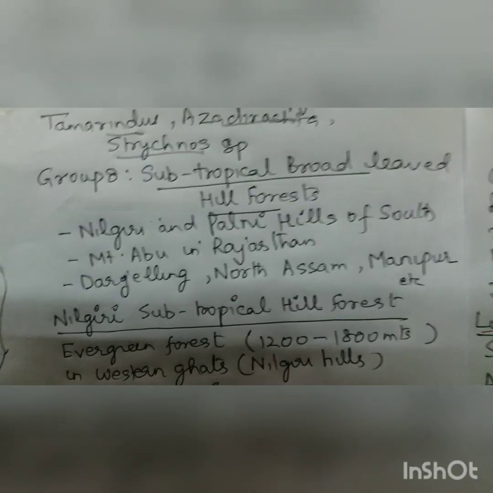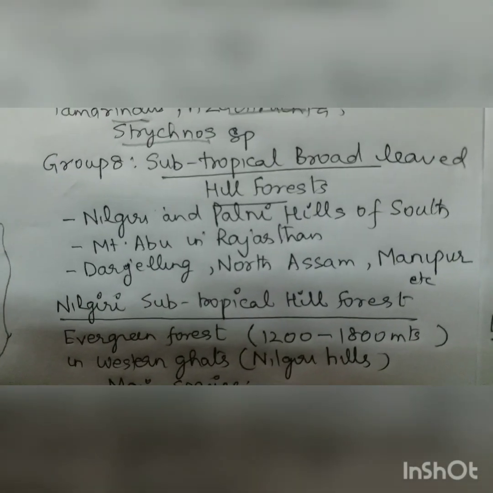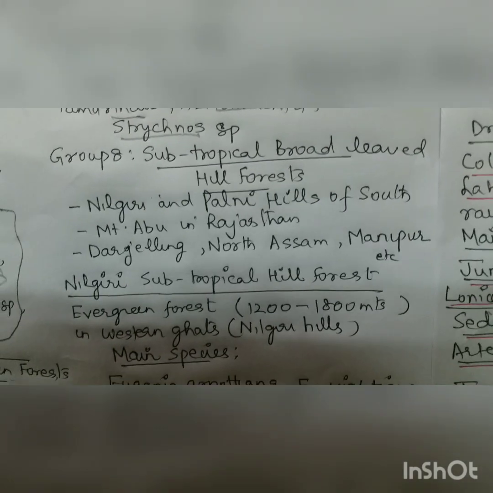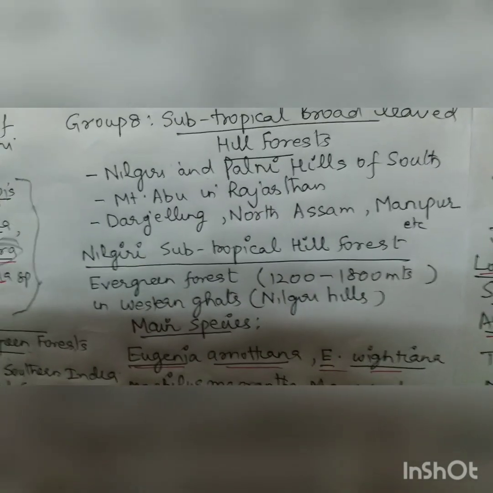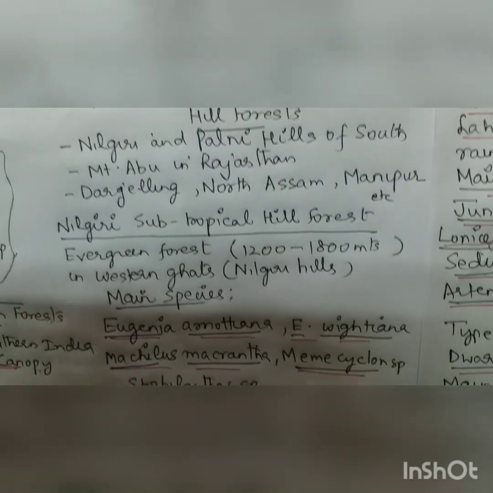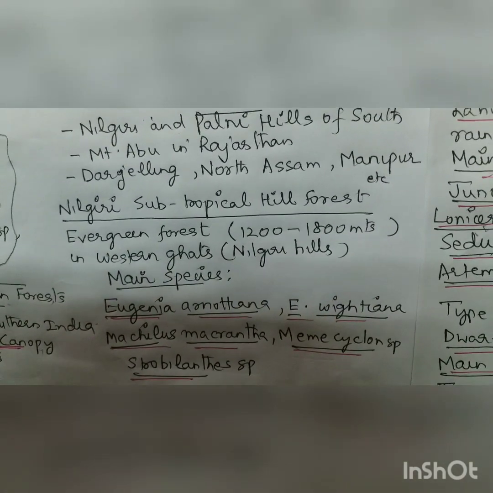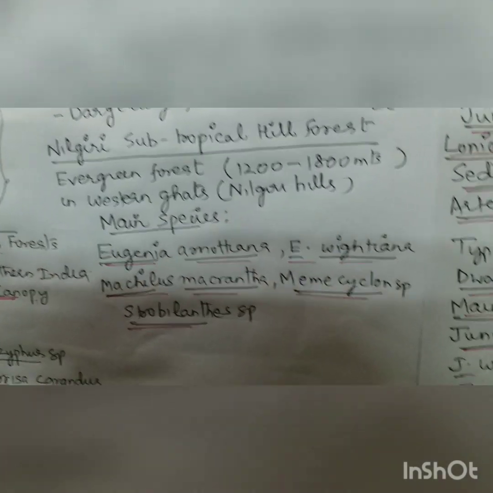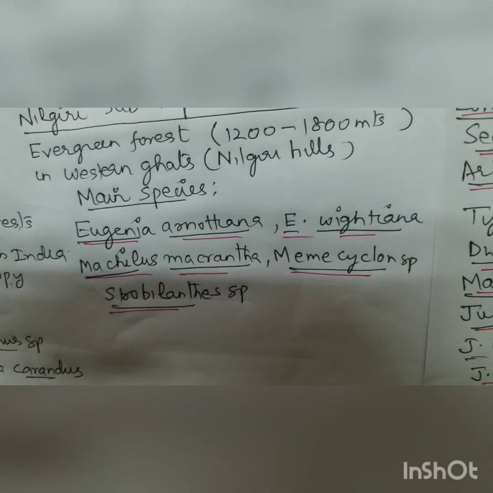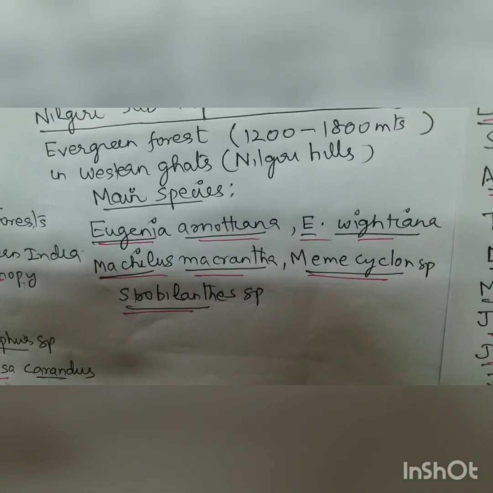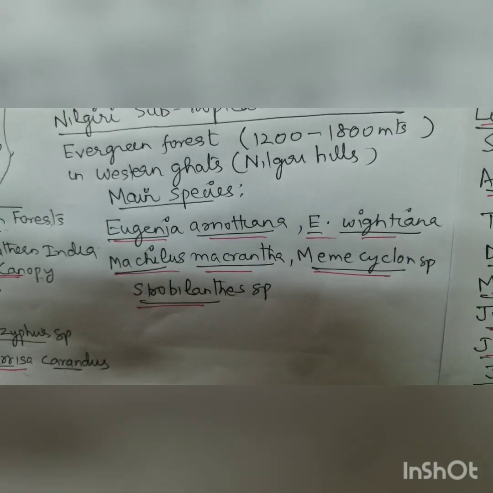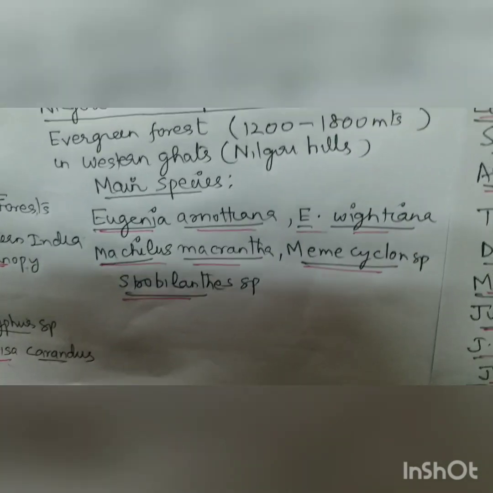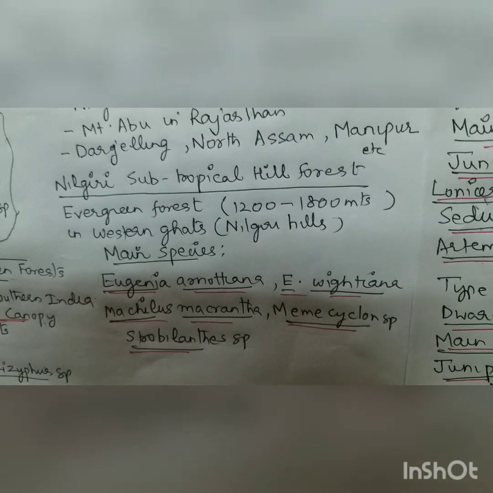Group 8 is the subtropical broad-leaved hill forest. These are particularly in the Nilgiri and Palni hills of south, and around Mount Abu in Rajasthan. Besides Nilgiri hills, it is in Mount Abu, Rajasthan, Darjeeling, North Assam, and Manipur. The evergreen forest has a height of 1200-1800 meters in Western Ghats, and the main species are Eugenia, we have two species, then Michelia, then Mimusops, and Strobilanthes. These are the more prominent species present in the Nilgiris, Darjeeling and Mount Abu areas.